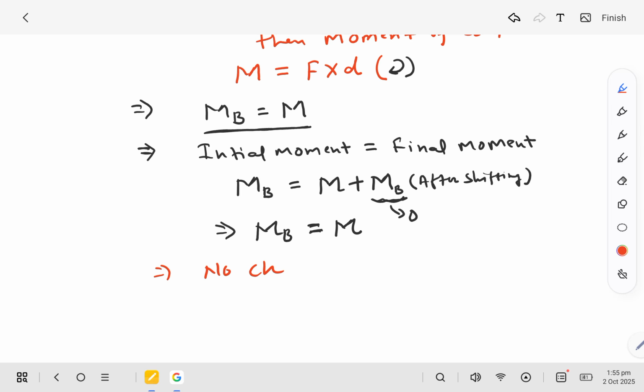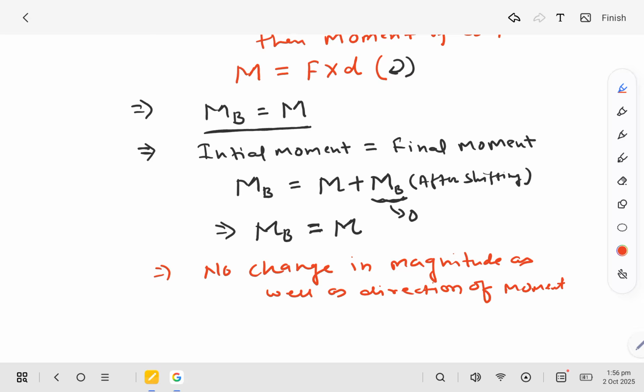So there is no change in magnitude as well as direction of moments when the force is shifted to a new parallel position.